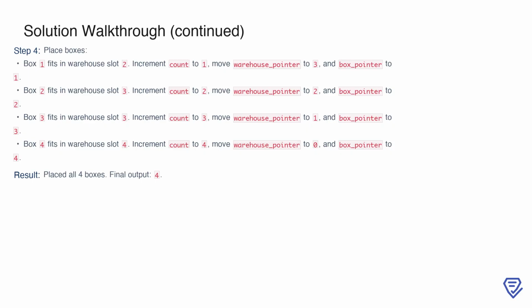Similarly, box 3 fits into the slot of height 3, so we increase the count to 3, move the warehouse_pointer left to index 1, and proceed to box 4. Finally, box 4 fits into the slot of height 4, bringing the count to 4. At this point, all boxes have been placed, and the final output is 4.